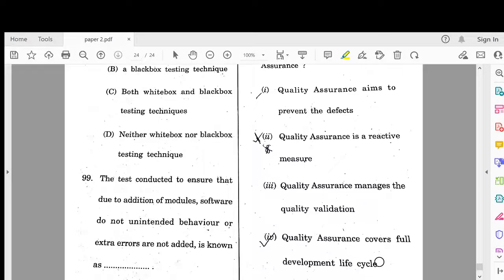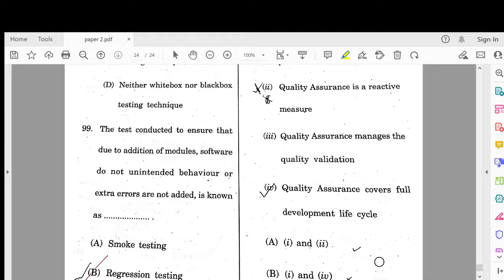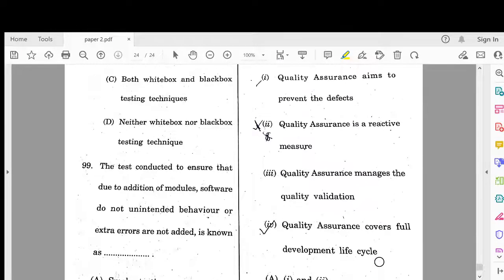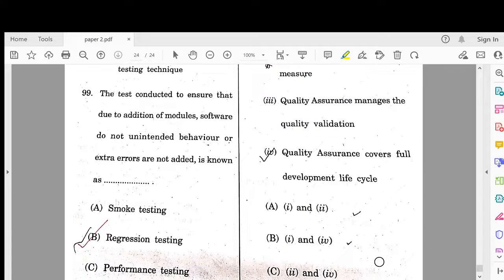And last question, it is option D, 2 and 3 only. So this is the official answer key. Detailed solutions for the important questions will be uploaded in the next videos.